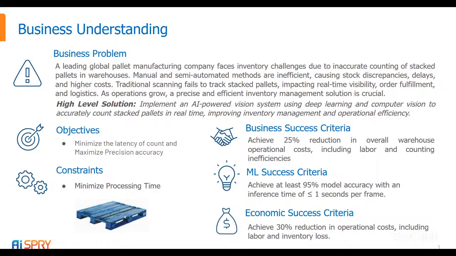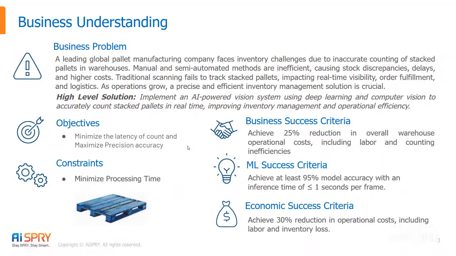To make things worse, the machines they use can't really see how many pallets are stacked on top of each other. So they need an AI solution for this business problem. For this, we have some business objectives: we have to minimize the latency of count and maximize accuracy. The constraint is to minimize the processing time. And we have some success criteria: business success criteria, machine learning success criteria, and economic success criteria. The business success criteria is to achieve a 25% reduction in overall warehouse operational cost, including labor and counting inefficiency.